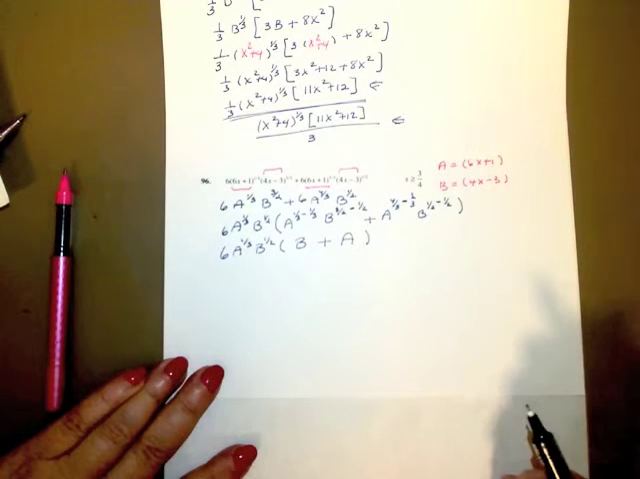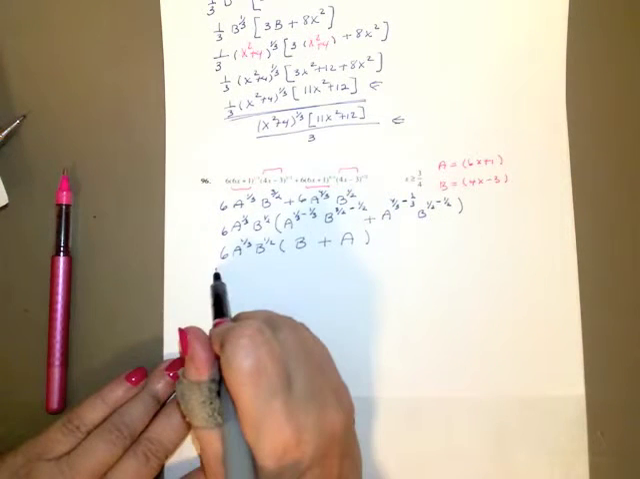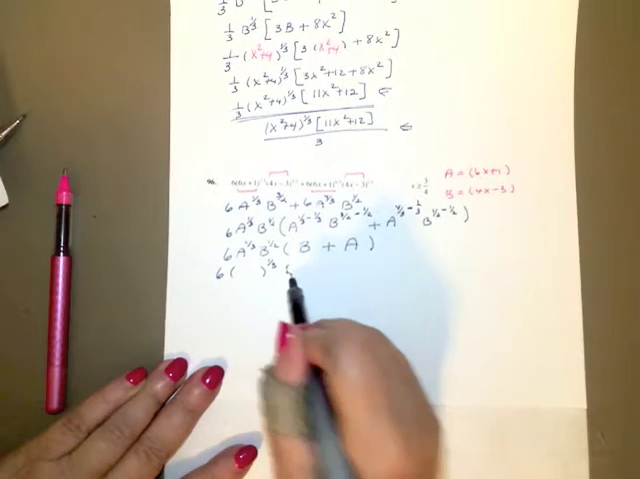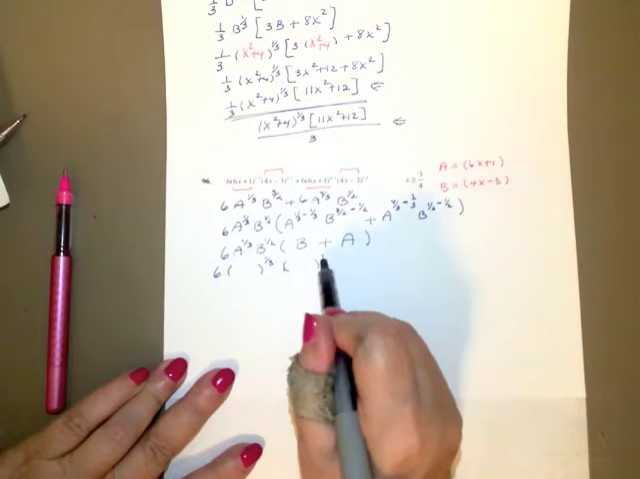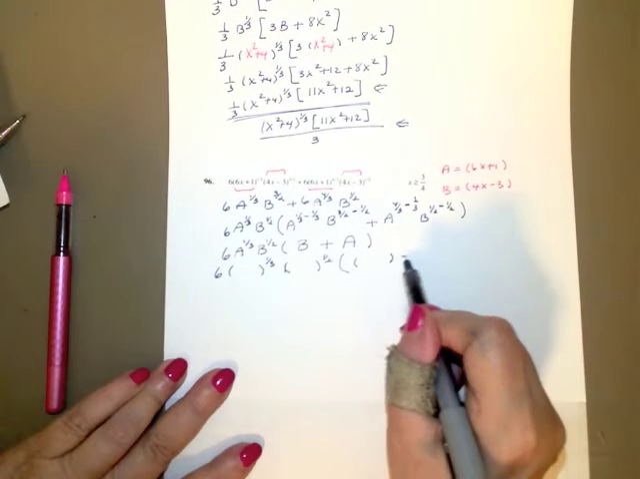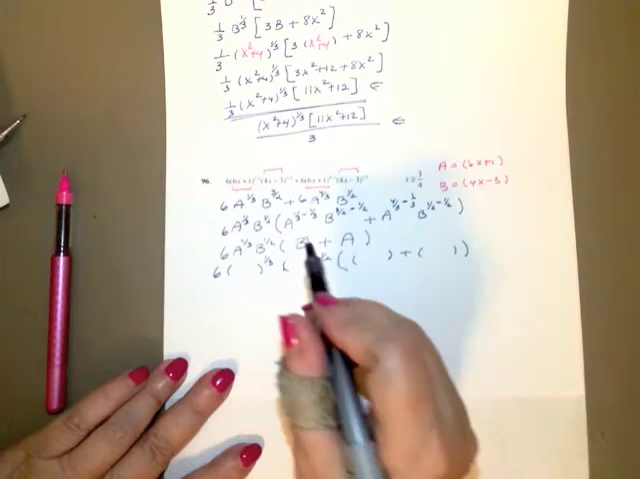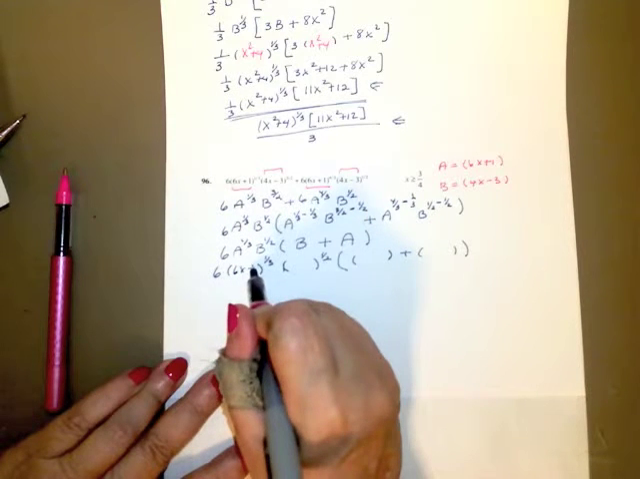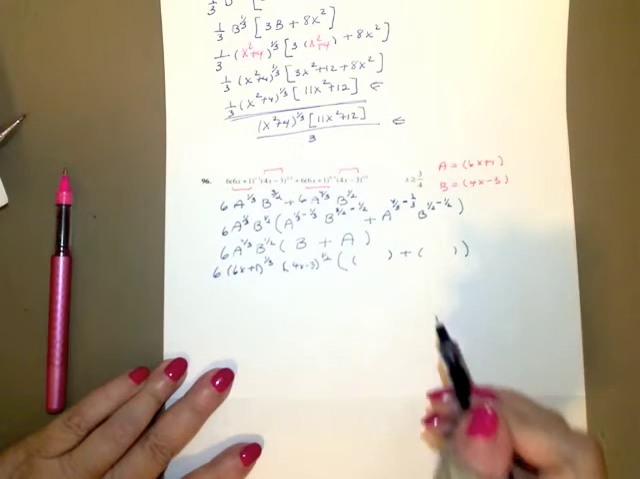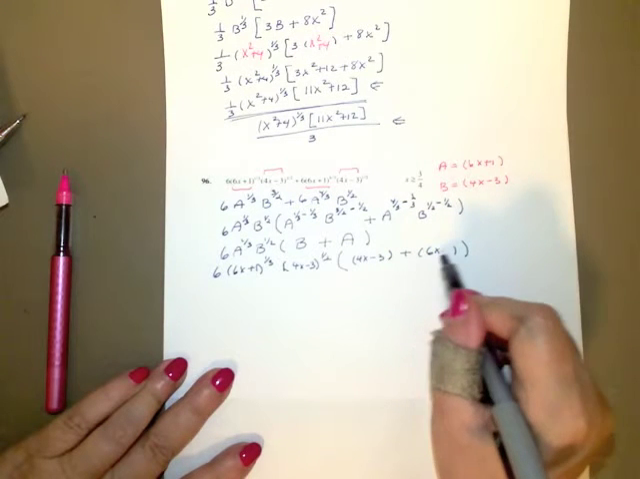We're not done. So now what I need to do is replace a and b. So 6a to the 1/3 and b to the 1/2 times b plus a. Now a is 6x plus 1. b is 4x minus 3. b is 4x minus 3. a is 6x plus 1.